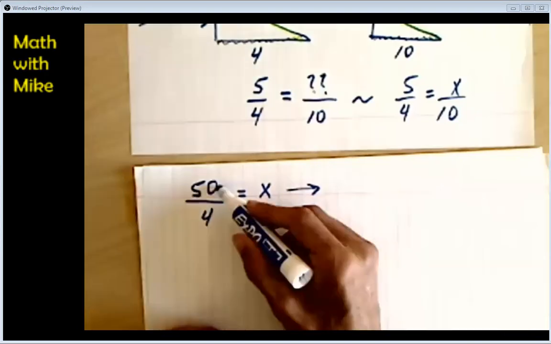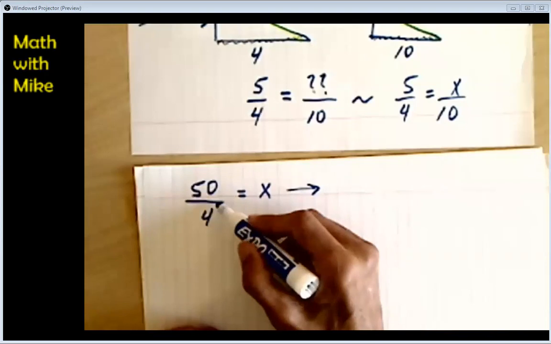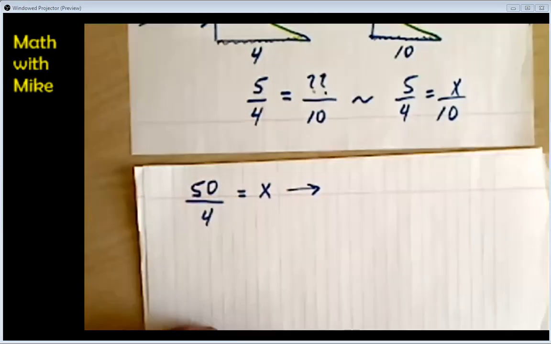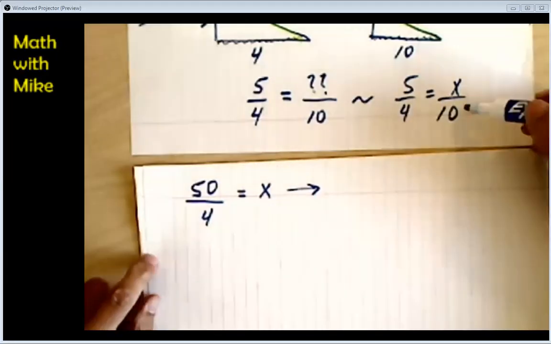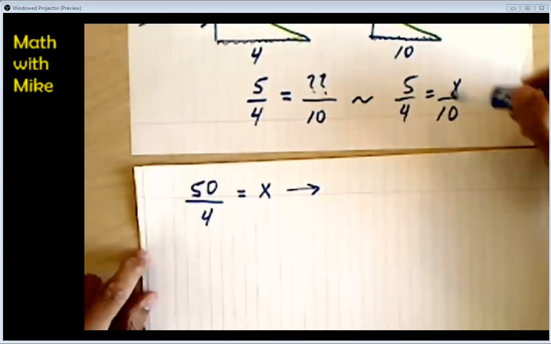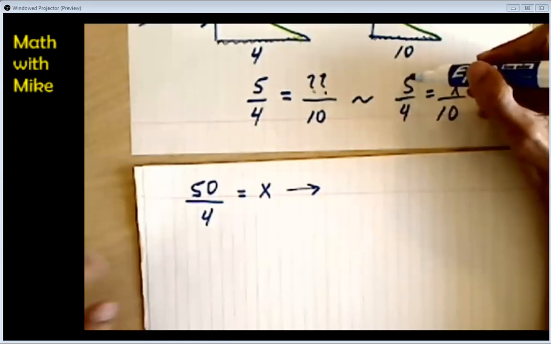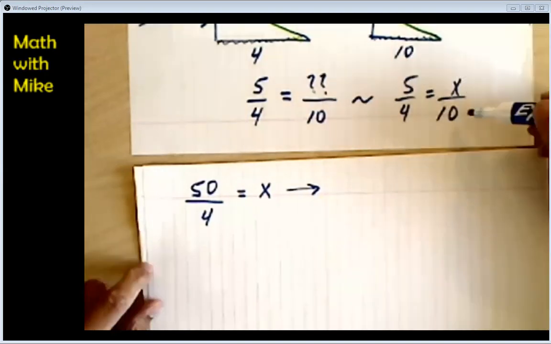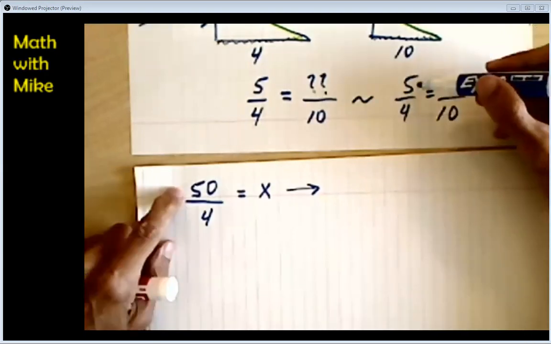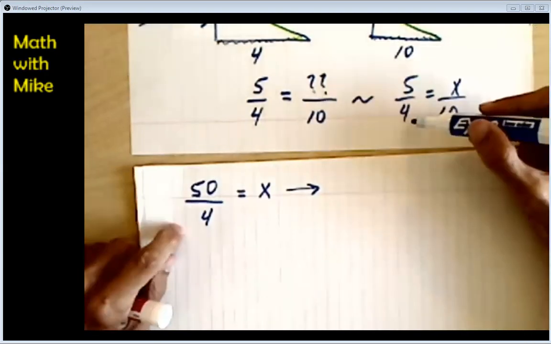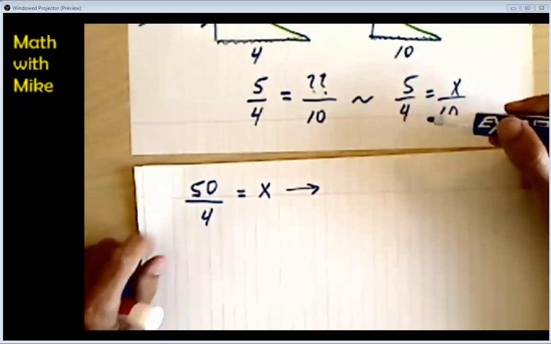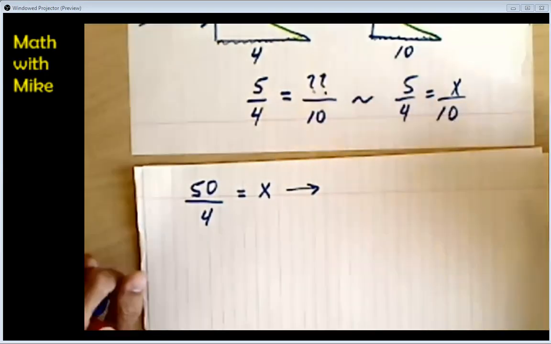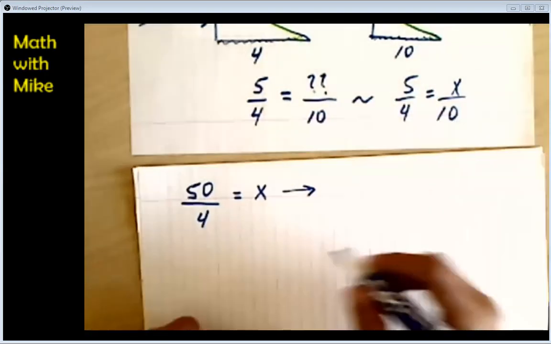When it's on the top like this, 50 divided by 4. Oh, you want me to check my work again? Let's see. 10's on the bottom. That goes over there, which is okay. So 10 times 5 is 50, and this stays down there. So yeah, it's divide. This is good. 12.5 will do it.